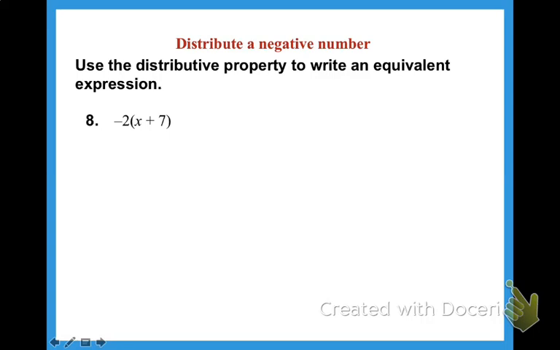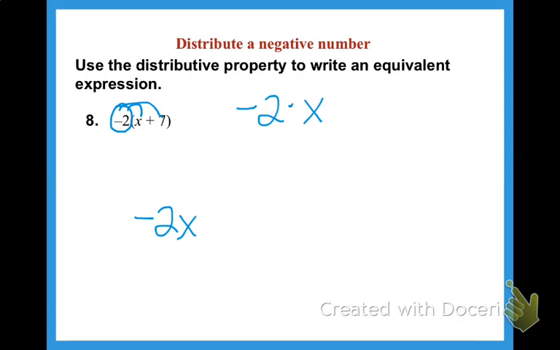Now, you'll notice here we are distributing a negative number. So my process still does not change, but I'm going to have to think about integer rules and be very careful. I am distributing a negative 2. So I'm doing negative 2 times x. That leaves me with negative 2x.